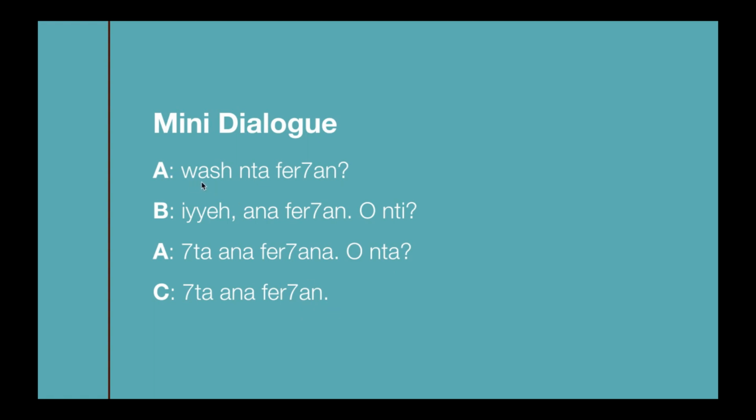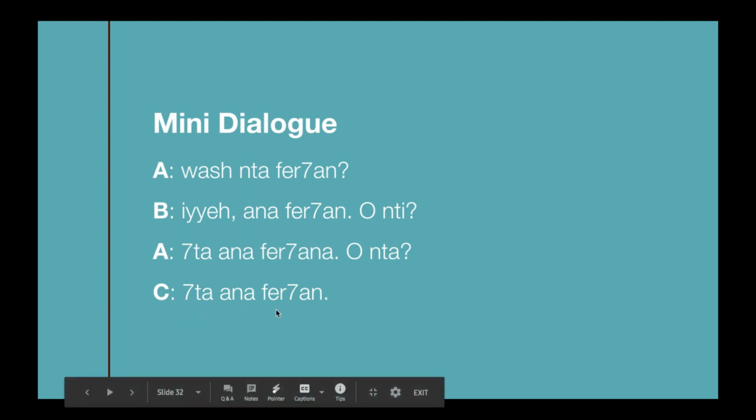Alright, so واش أنت فرحان? Are you happy? إيه yes أنا فرحان. I am happy. أنتي and you. حتى أنا فرحانة. Too I am happy. Also I am happy. أنت and you masculine. Here is أنتي you feminine. حتى أنا فرحان. I too am happy.